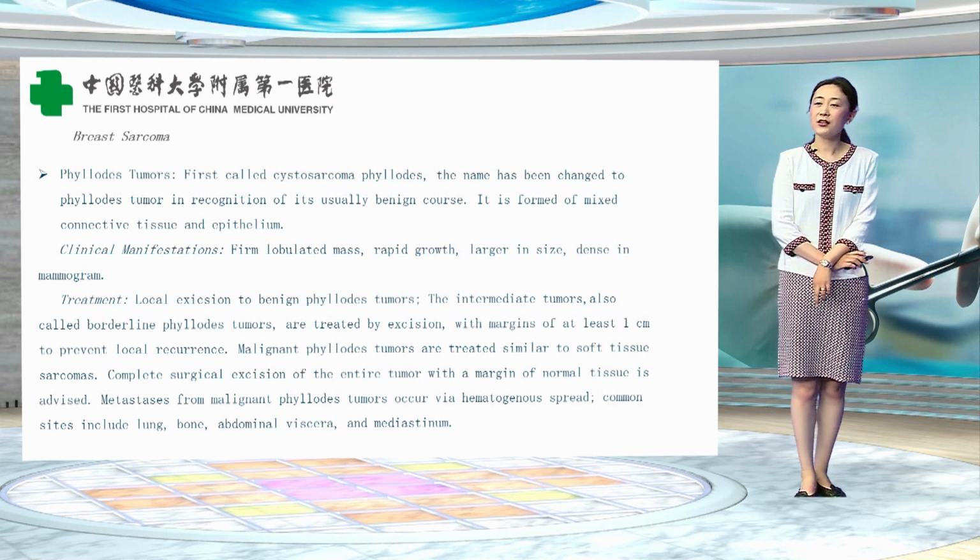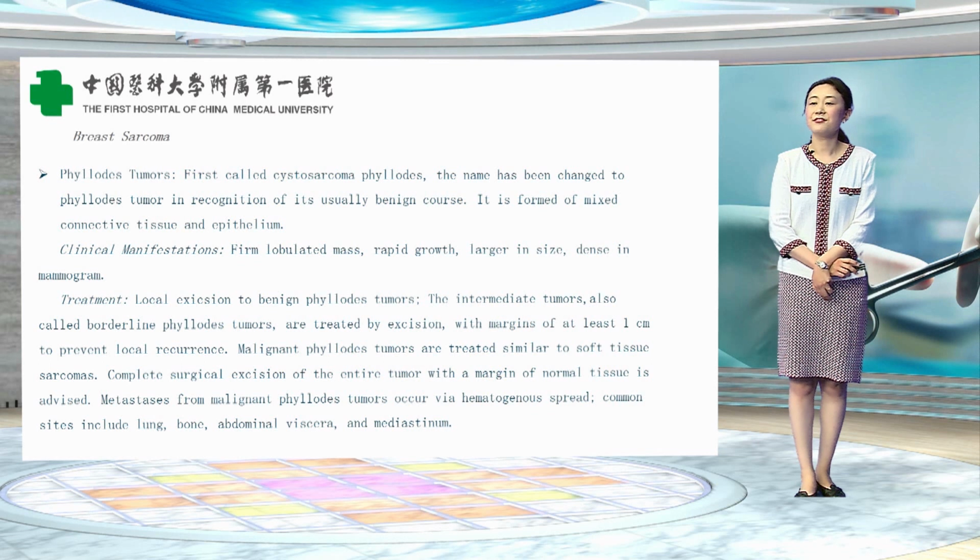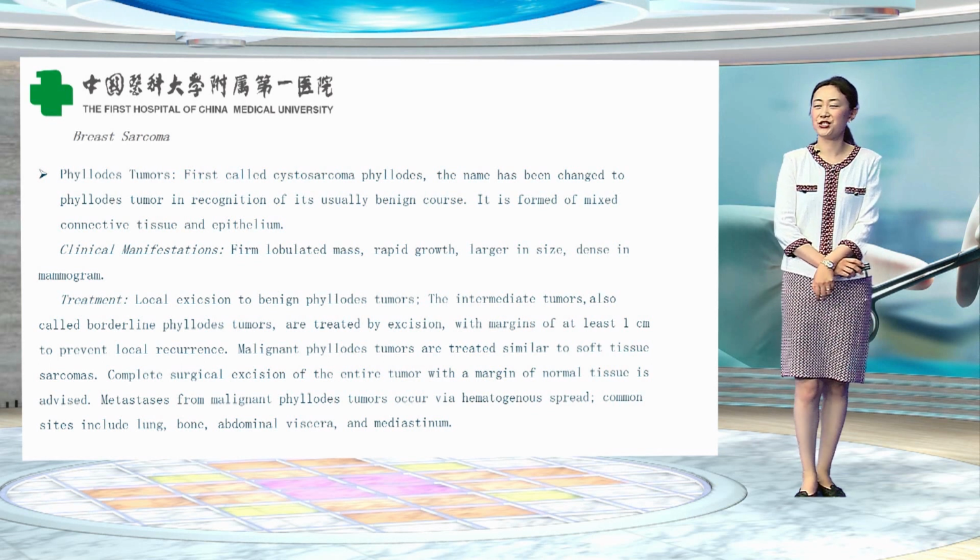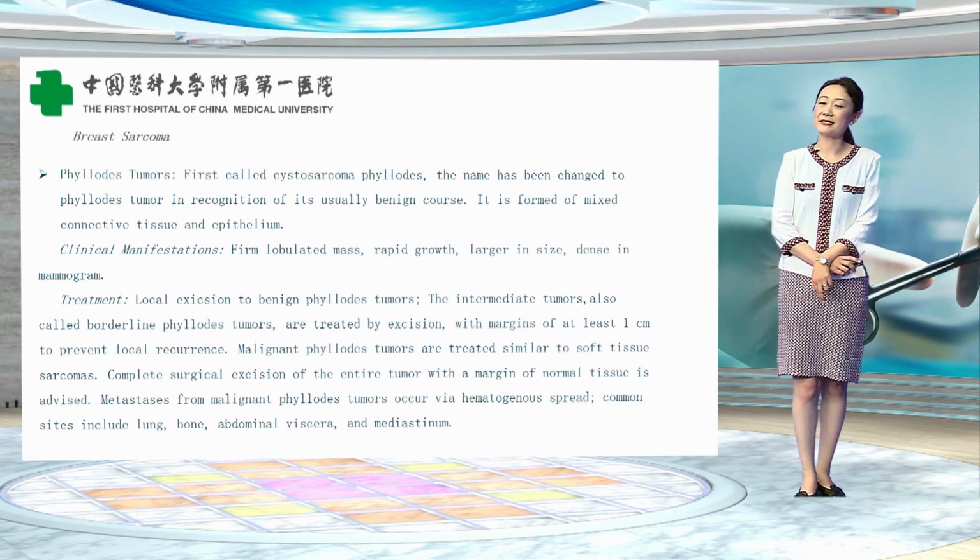The malignant Phyllodes tumors are treated similarly to soft tissue sarcomas. Complete surgical excision of the entire tumor with a margin of normal tissue is advised. The metastasis of malignant Phyllodes tumors occurs via hematogenous spread. The common sites include lung, bone, abdominal viscera, and the mediastinum. Local recurrence most often happens within the first 2 years after excision of Phyllodes tumor, and close follow-up with examination and imaging allows early detection.